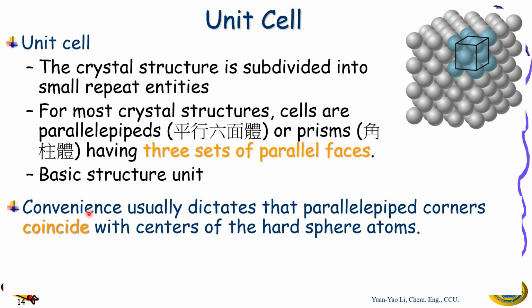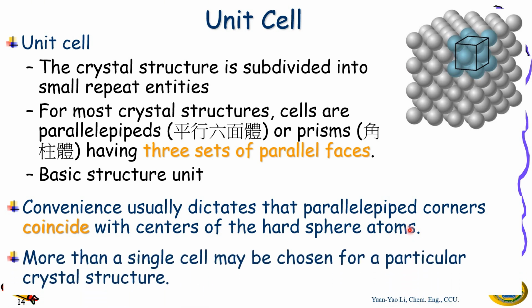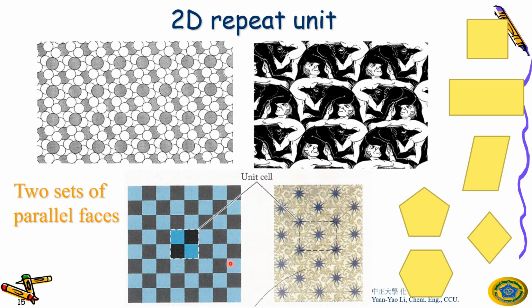So convention usually detects that the corners, this one, coincide with the centers of the hard sphere atoms. Don't worry about this. And then more than a single cell may be chosen for a particular crystal structure. So for the crystal structure, it can have more than one unit cell. It depends on the definitions. So I'm going to show you here.